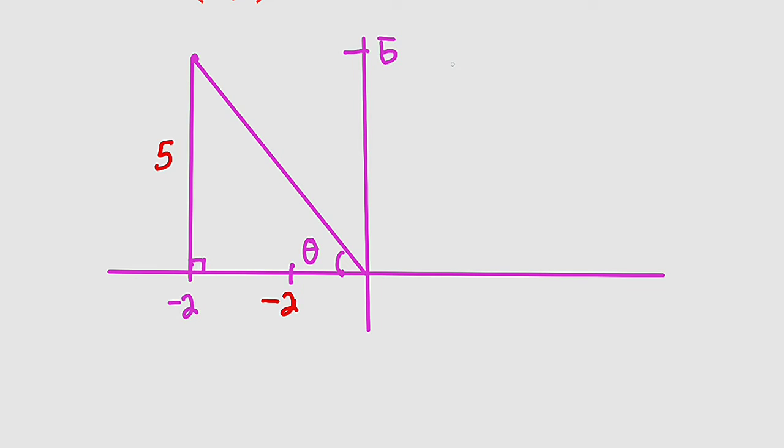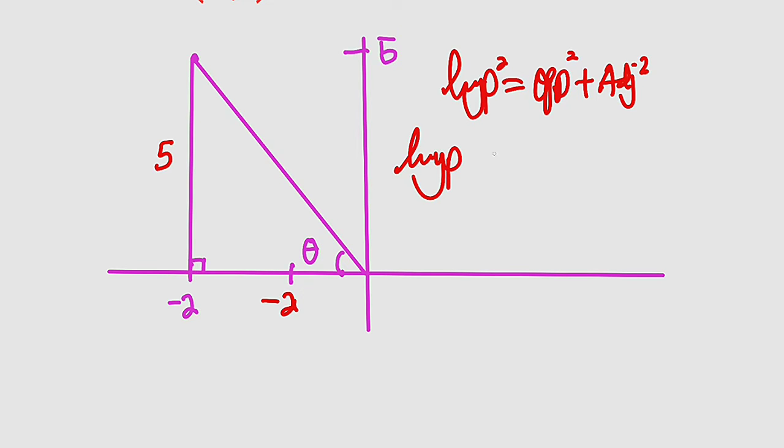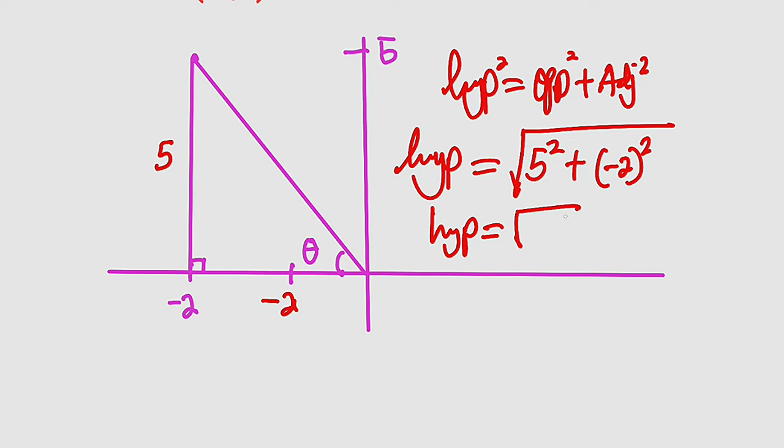According to Pythagoras, it's stated that hypotenuse squared is equal to opposite squared plus adjacent squared. Hypotenuse is unknown, so we can make it the subject. If you take the square root of both sides, this power will go. We have 5 squared plus -2 squared. 5 squared is 25, -2 squared is 4. 25 plus 4 is 29. Therefore, the hypotenuse will be the square root of 29. So let's just write it here, square root of 29.